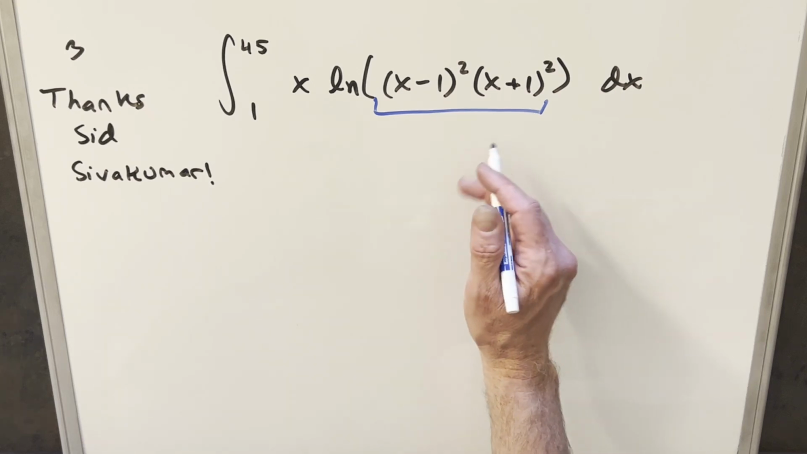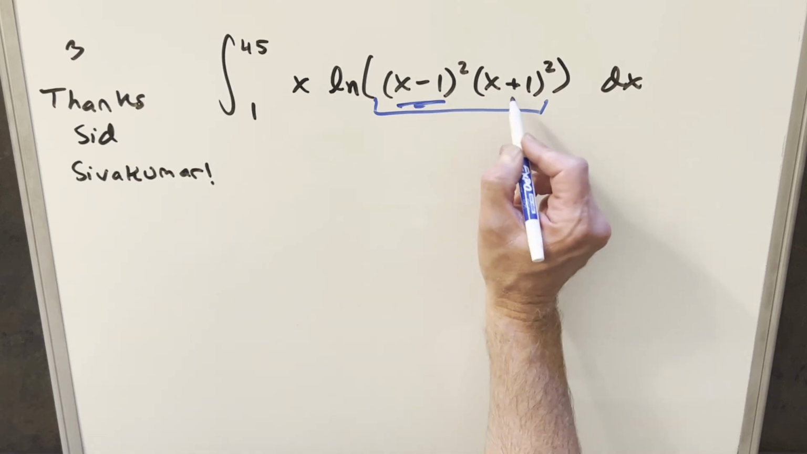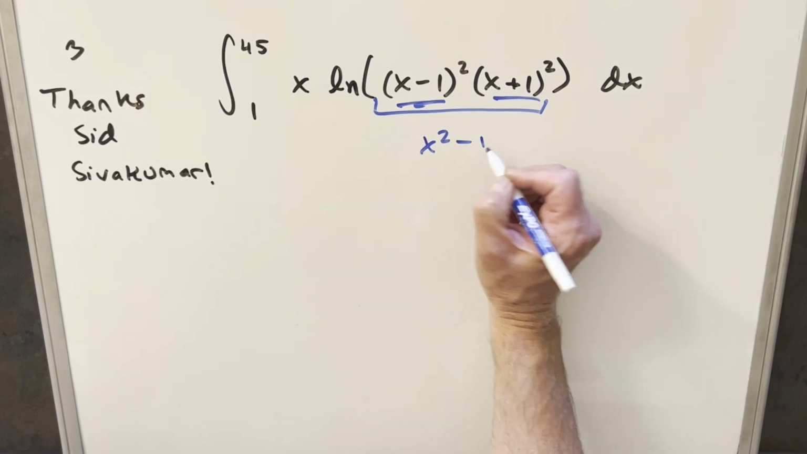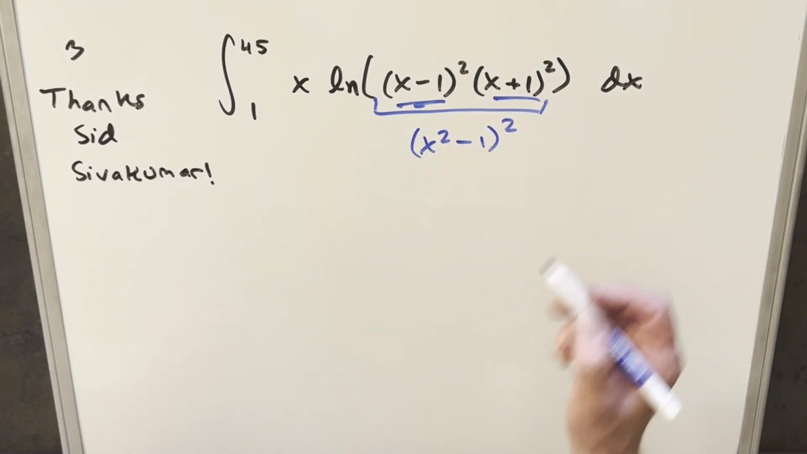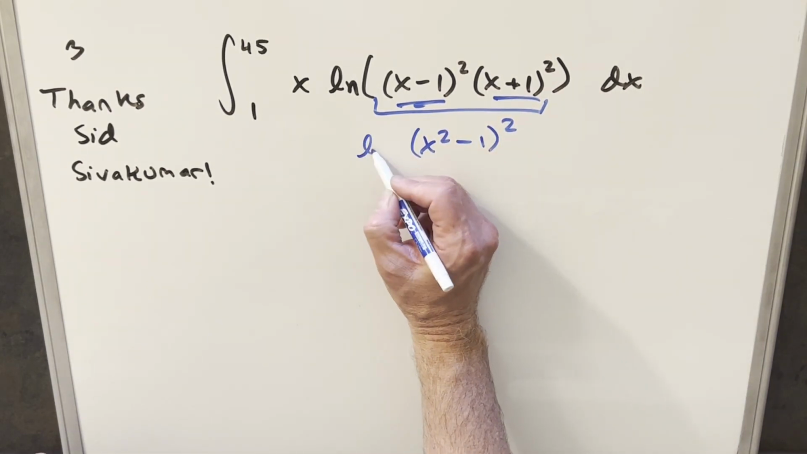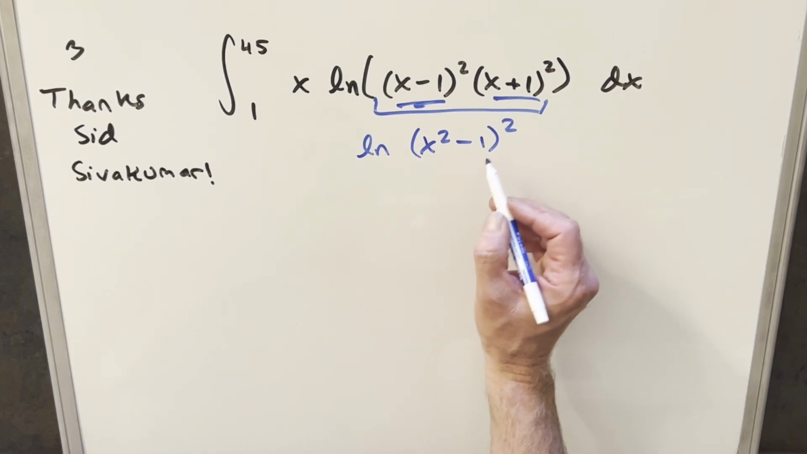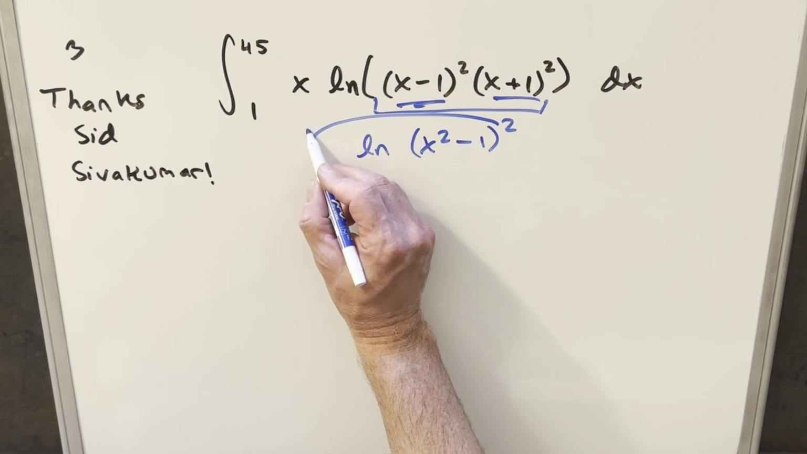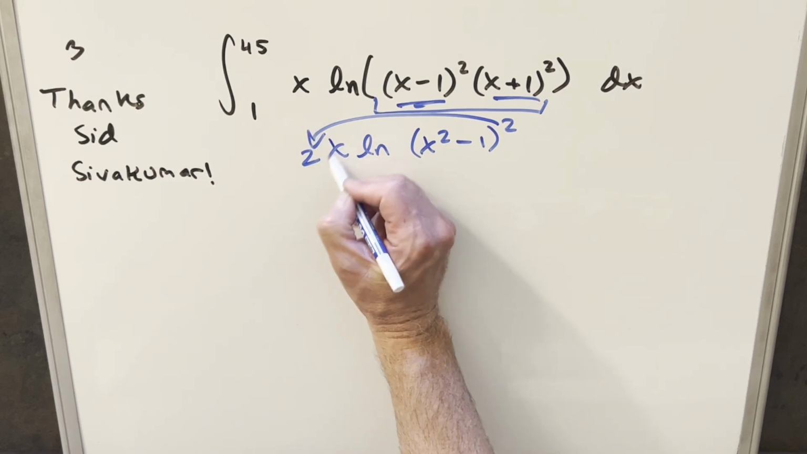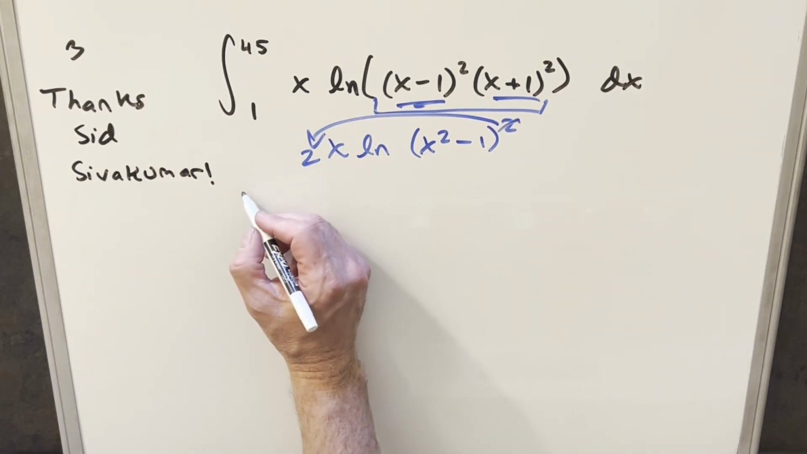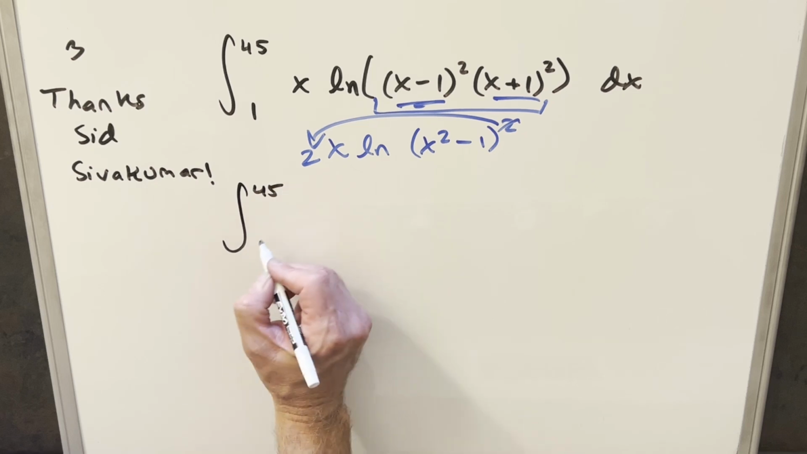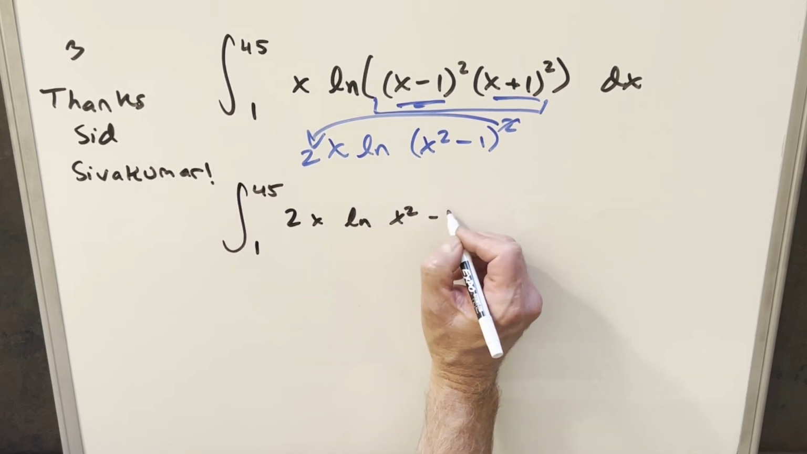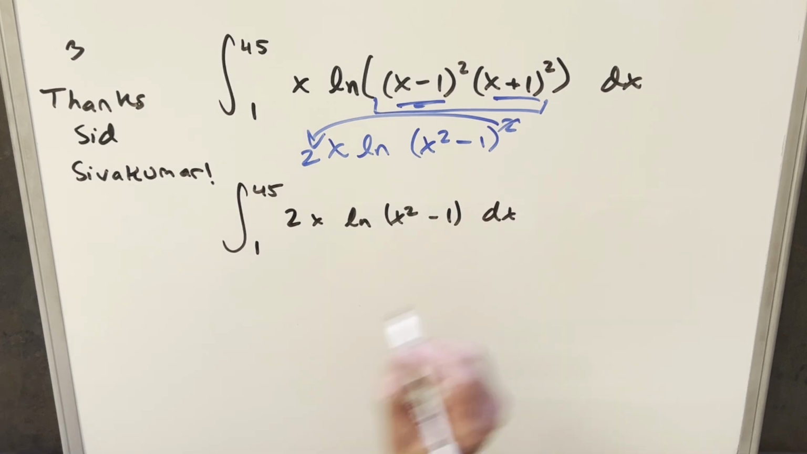I don't really want all this here. But since both these terms are squared, I can just multiply them together and write this as (x squared minus 1) all squared. Then this is going to be inside the natural log, and by log properties I can take this 2 and bring it out front, right? And we're going to have this x. So this allows me to rewrite the whole thing as 2x natural log (x squared minus 1) dx.